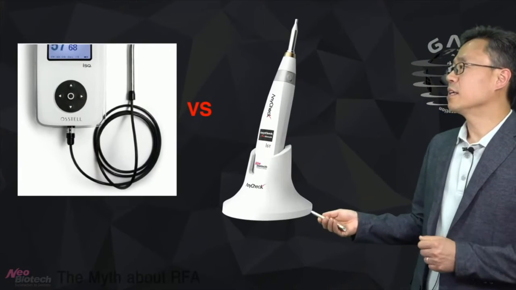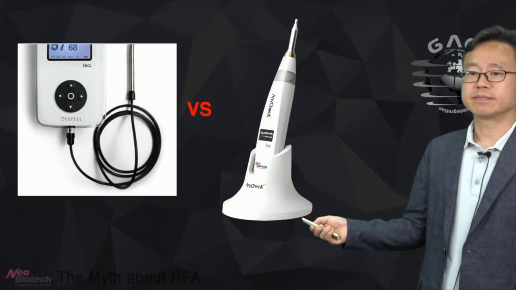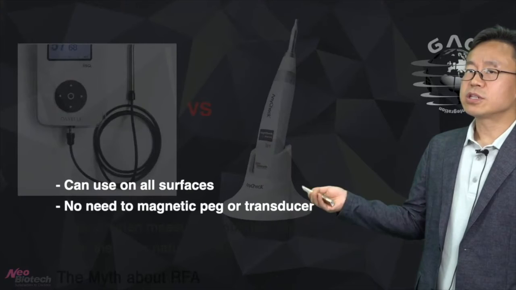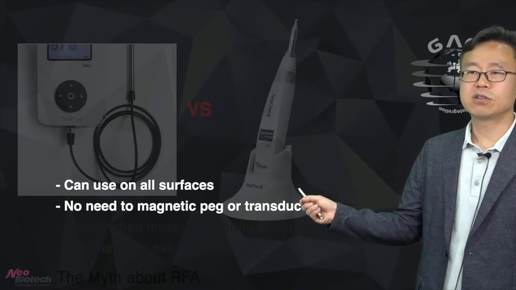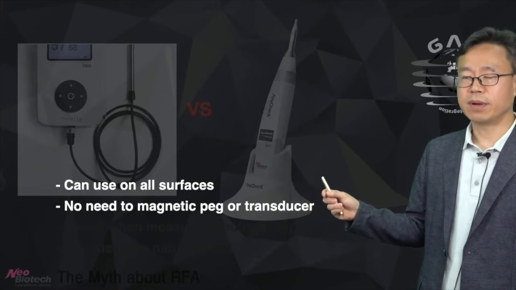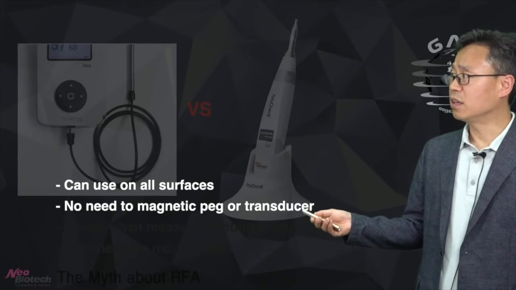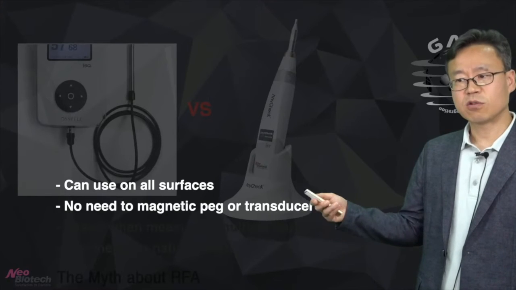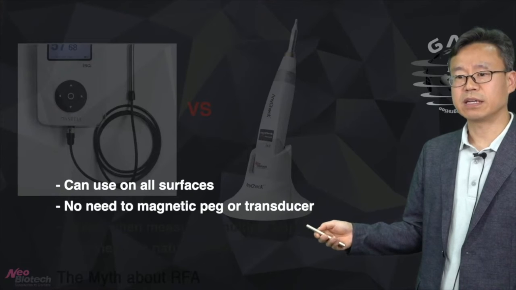How about ISQ? What's the difference between ISQ and AnyCheck? With AnyCheck, you can tap on pretty much any surface. So you do not need any other component like the magnetic pad or magnetic transducer you need for Osstell. So this is quite handy to be used on patients.